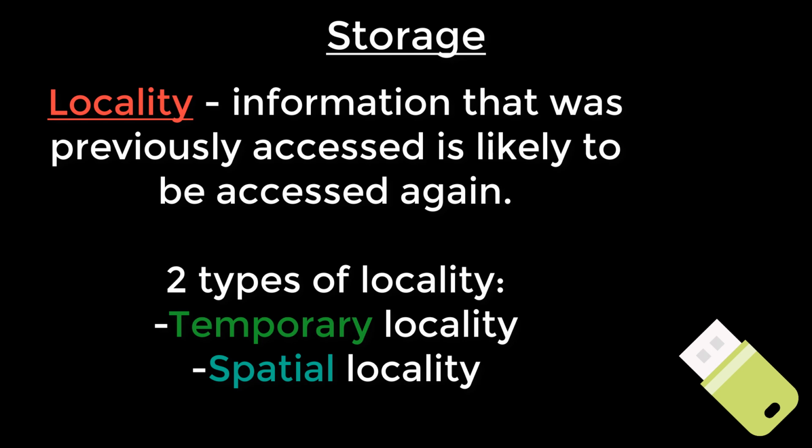Locality refers to information that was previously used being used again, and relates to caching. There are 2 main forms of locality in computing: temporary locality and spatial locality. Temporary locality means that information previously used will likely be used again soon. Spatial locality means that instructions closely following the current instruction will likely be used again soon.